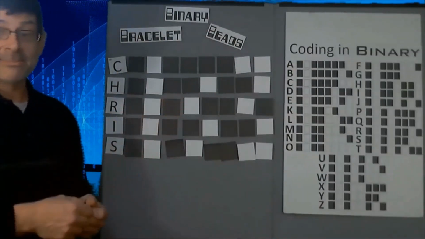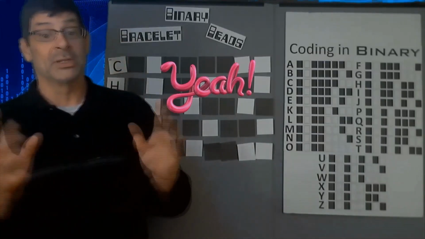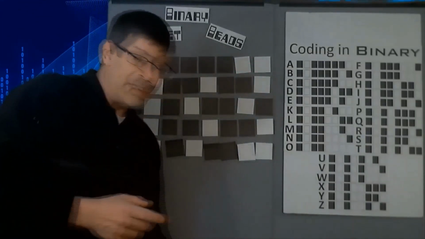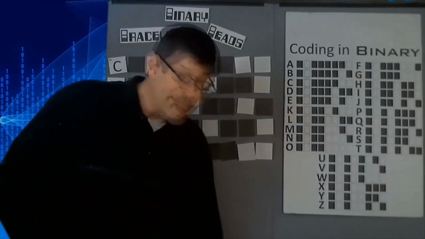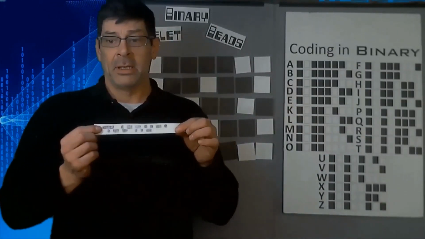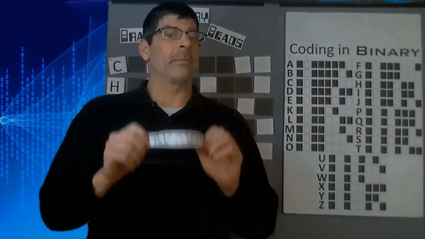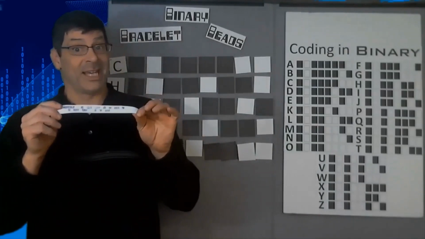That is my name in binary code. I bet you could make your name in binary code, couldn't you? Another activity I have is a binary bracelet. It's a strip of paper with the binary code of your name on it. I bet your family or friends wouldn't be able to tell what it says.